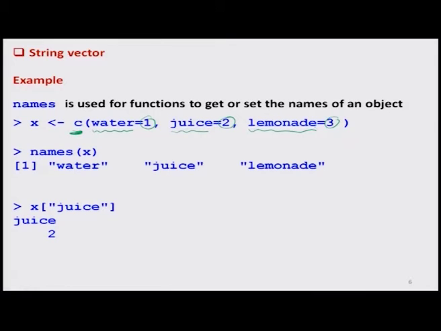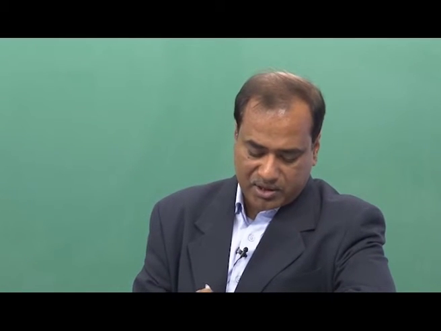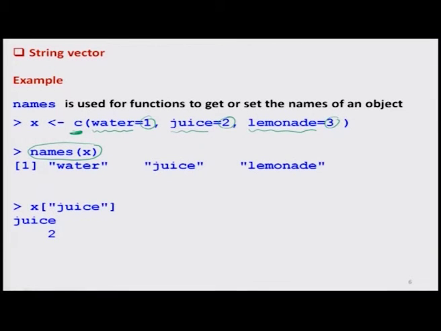Now, suppose somebody has given me the vector x, and I want to know what names are given to each of the elements. I use the same command, names of x, and as soon as you press enter, you get the same outcome: water, juice and lemonade. Water is the name of the first position value, juice is the name of the second position value, and lemonade is the name of the third value. Before we do the same example over the R console, let us see what we get here.